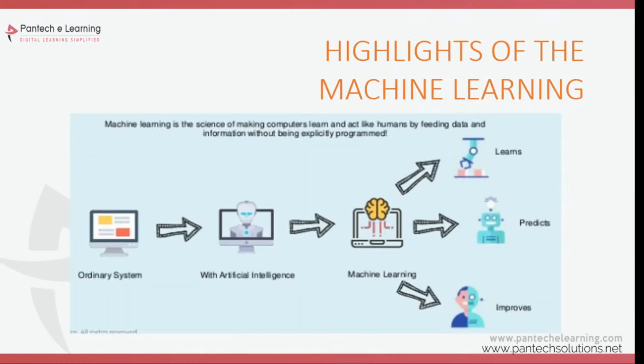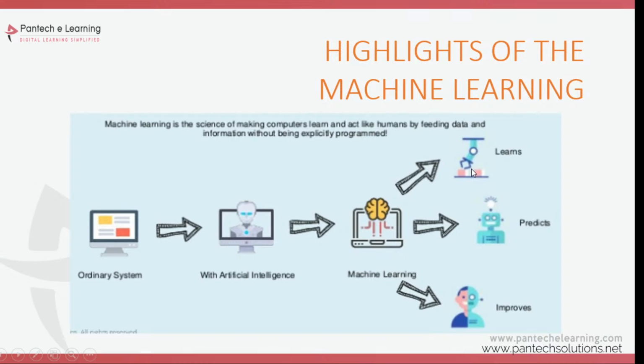Here comes the highlight of machine learning. Generally, in an ordinary system, we will share some information and we store it. If it is combined with an AI intelligence system, then here comes the concept of machine learning. The machine can learn and predict information by improving on the data.